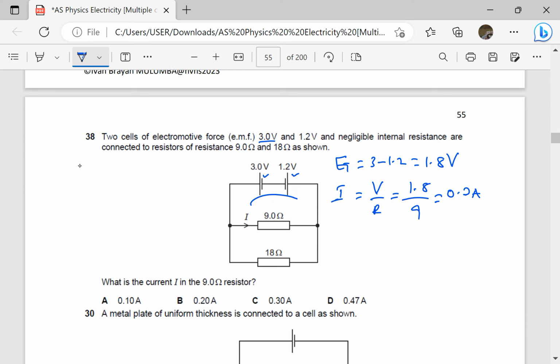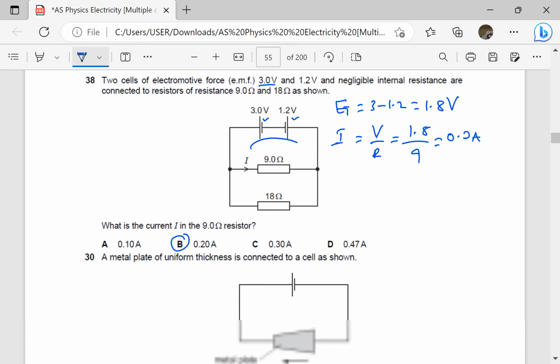So our answer is going to be B. Because these ones are connected the other way around, this is 3 volts on the other side, and the other one is 1.2 on the other side. That's why I subtracted if I consider the loop here.